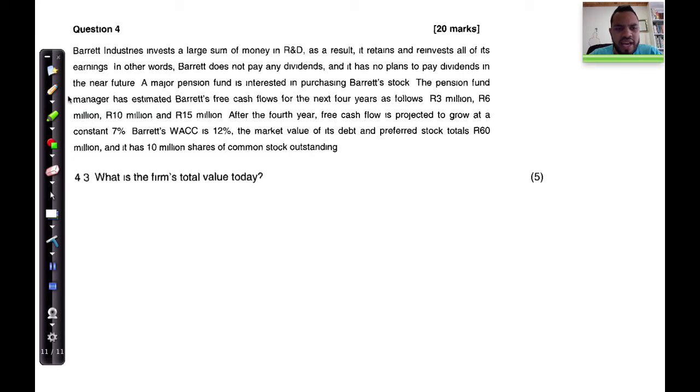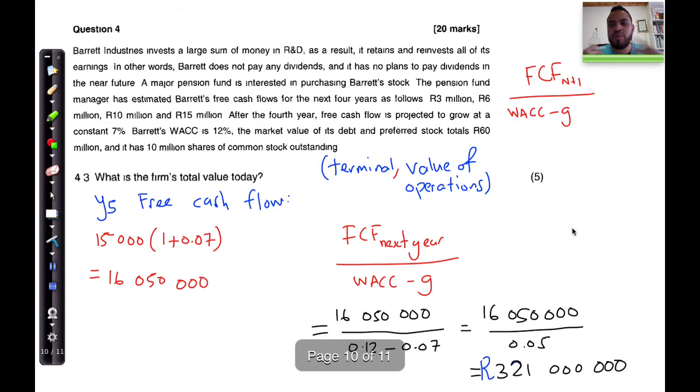We are going to be looking at basically valuing the firm, right? Now, if we go back to the previous question, I just want to show you what we've calculated here. We looked at the terminal value of operations, the horizon value. My apologies, the question doesn't reflect correctly here because I've changed it. But the previous question wanted us to know what is the value of operations?